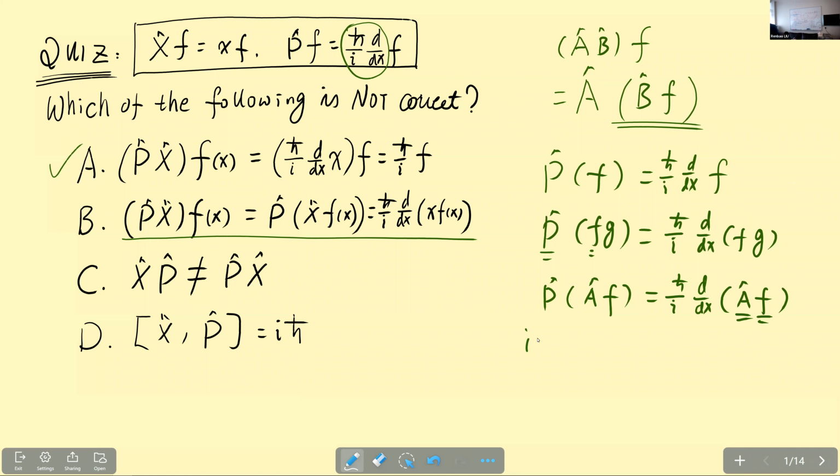So when we write this d over dx, be careful. This one is acting on the whole thing forward.